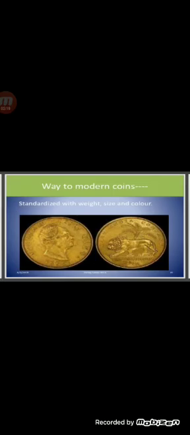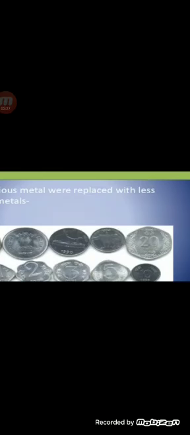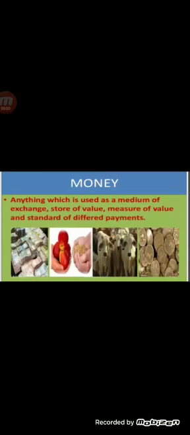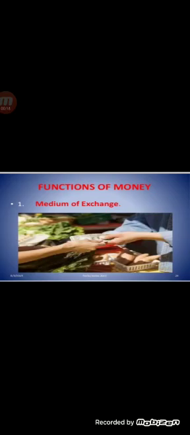Next step was adding symbols to coins. These coins were standardized with weight, size, and color. Here, precious metal coins were replaced with less precious metals. This is modern form of money, rupees as well as coins. Now we can conclude anything which is used as a medium of exchange, store of value, measure of value, and standard of deferred payment is called money.